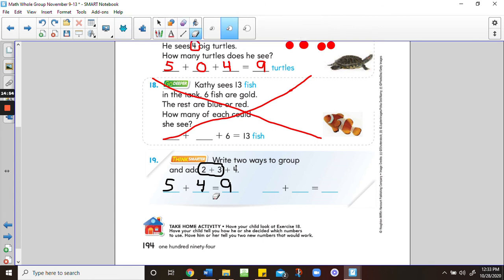Since I added the 2 and the 3 first last time, I'm going to pick a different way to add them. I could do the 2 and the 4 or the 4 and the 3. I'm just going to add the 4 and the 3. The 4 and the 3 together makes 7 plus the number we have left, 2. That turns into a nice counting on problem. 7, 8, 9. Same answer. We just chose what we added first is different.